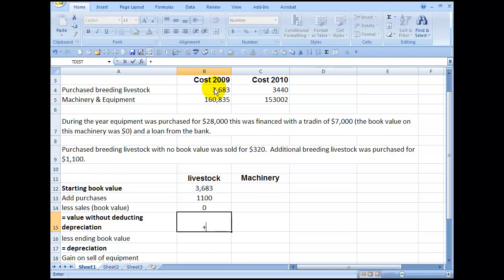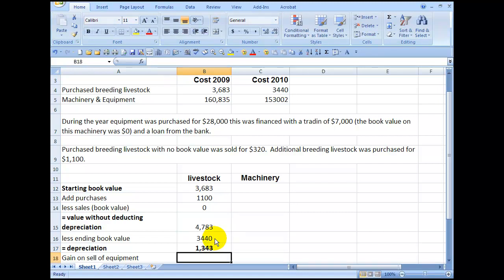And so if we didn't have depreciation, we'd take our beginning amount plus what we purchased minus what we got rid of, and that would be $47.83. But our ending amount on the balance sheet is only $3,440. So if you take what it should be minus this ending amount, that gives you your depreciation.